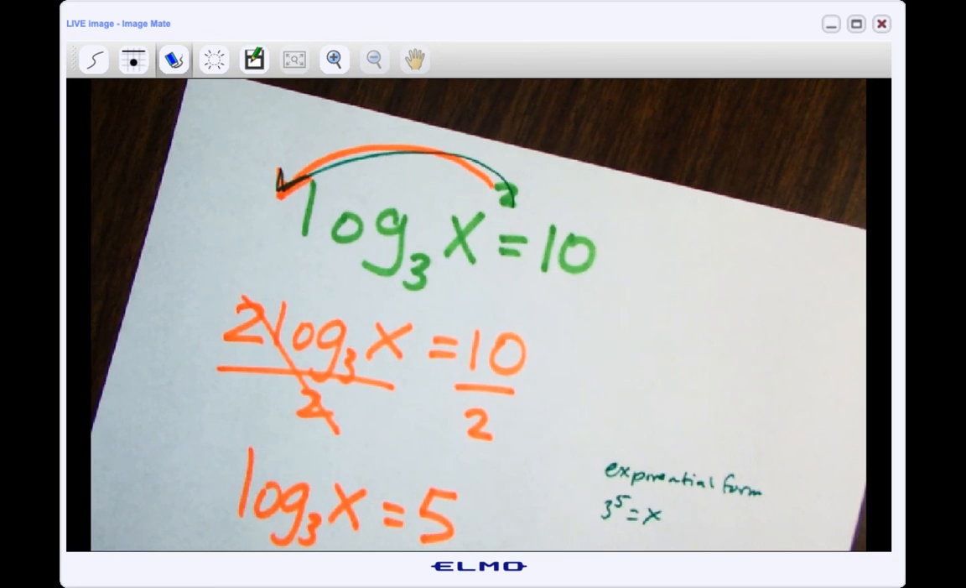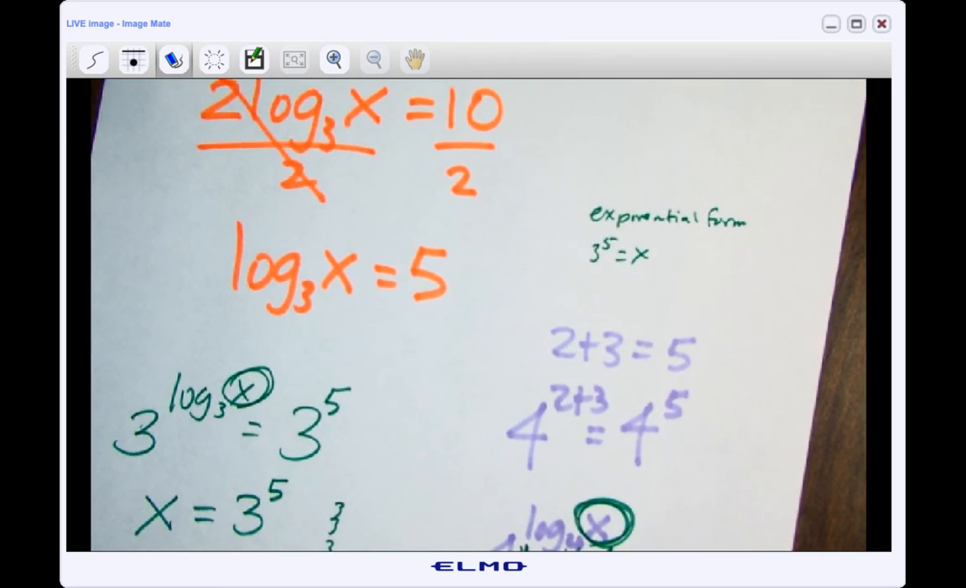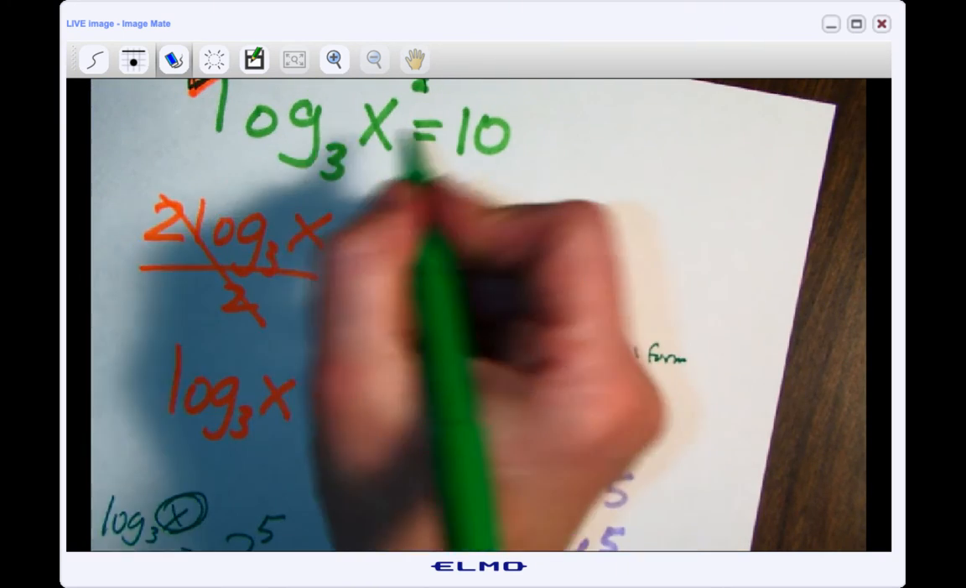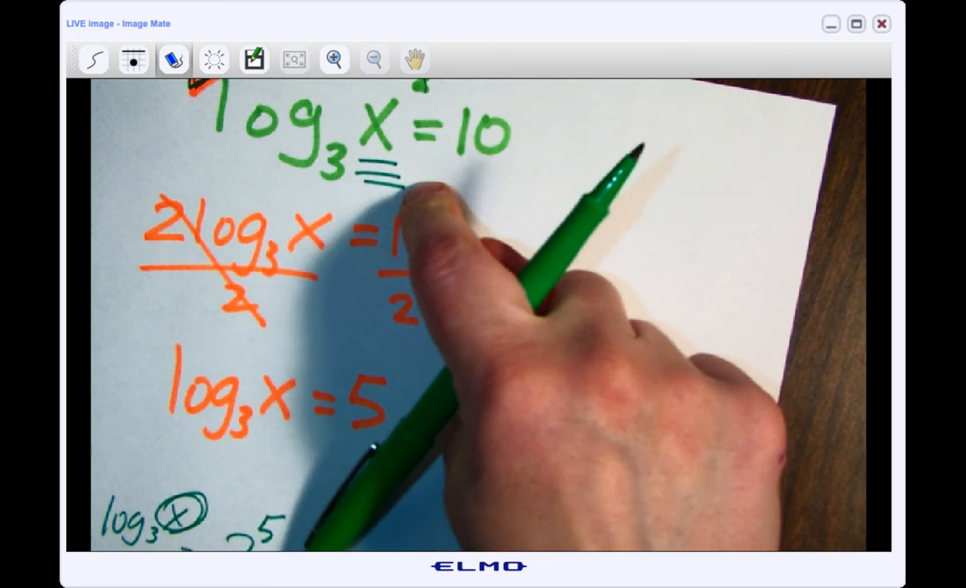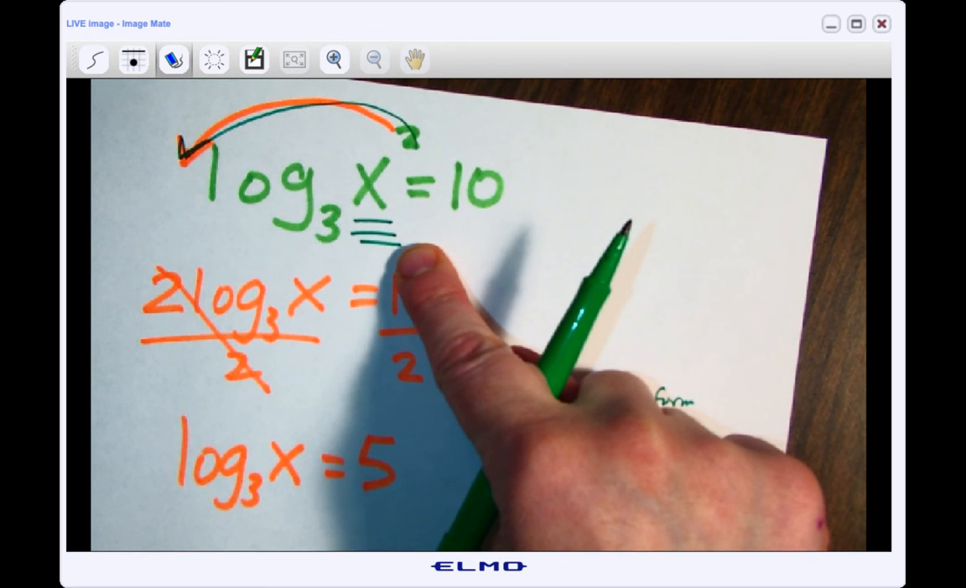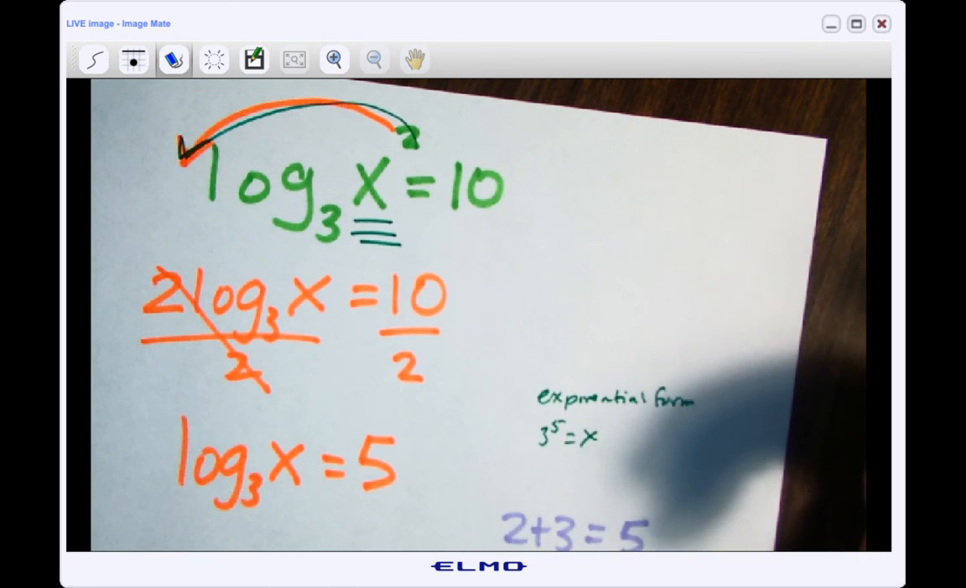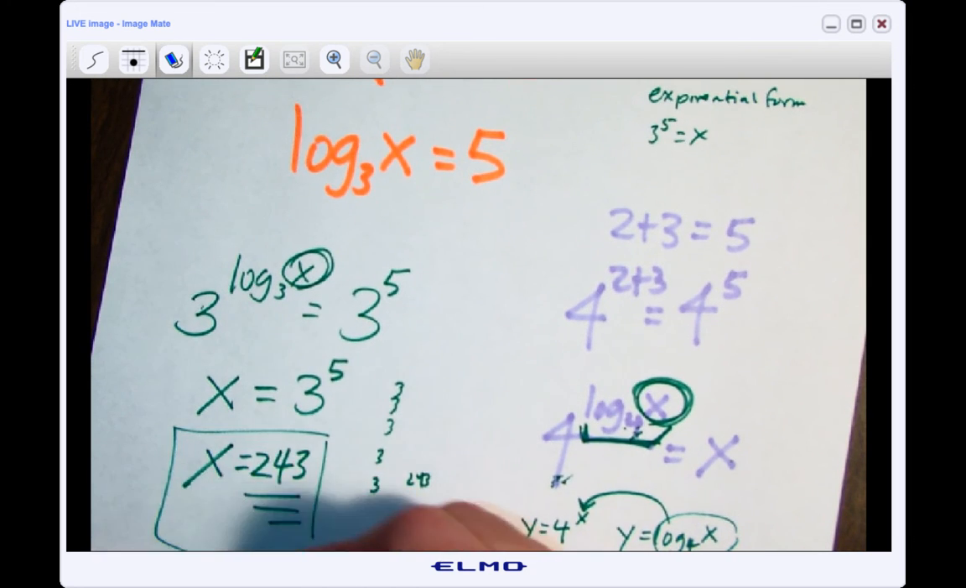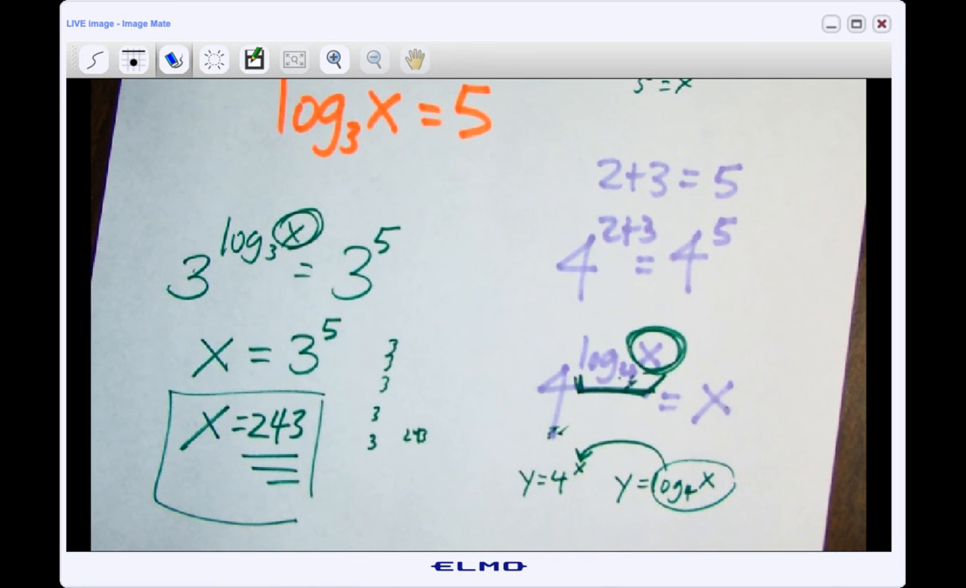Now the last thing, of course, we have to check to see is if 243 is an okay number to use inside this log. So if I put a 243 in here, will I get a number that's 0 or negative? And the answer is no. So 243 is an okay number to use here, and we like him.